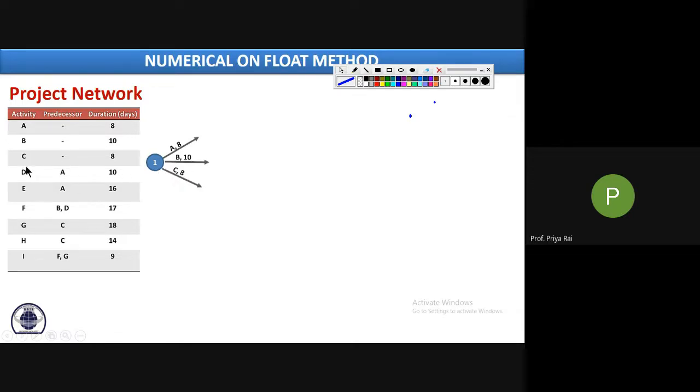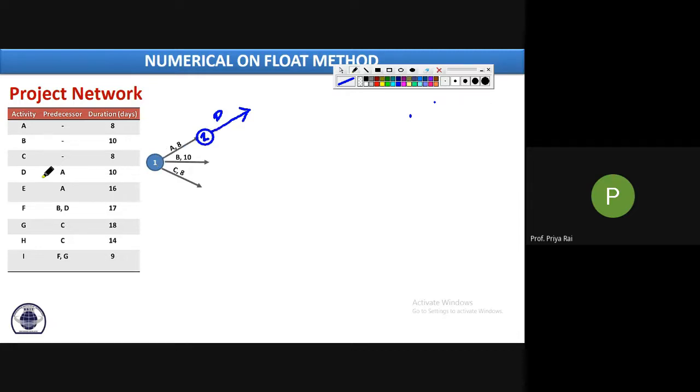Now, this D activity's predecessor is A. That means this arrow will start when the A arrow finishes. When the A arrow finishes, your D activity starts from that event. So your A arrow will end somewhere here. Let us draw one event here, and your D activity will start from that event. So this is the D activity. We can give the event number by Fulkerson's rule, I to J, so J should always be greater than I. So 1 to 2.